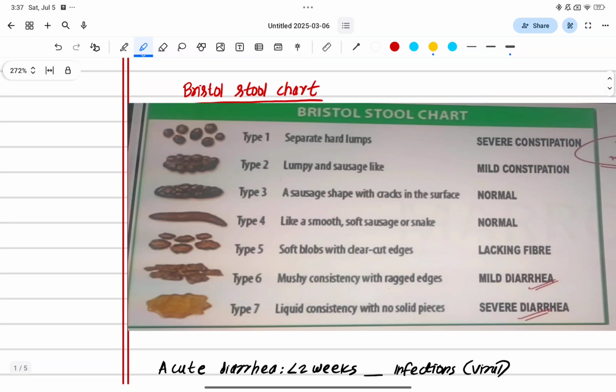Now, more precisely, with the help of the Bristol stool chart, we can categorize different types of stool into type 1, type 2, type 3, type 4, type 5, 6 and 7. As you can see in the picture, type 1 means separate hard lumps, seen in severe constipation. Type 2 is lumpy and sausage-like, which is mild constipation. Type 3 and 4 are the normal ones: sausage-shaped with cracks in the surface, and type 4 is smooth, soft sausage or snake-like.